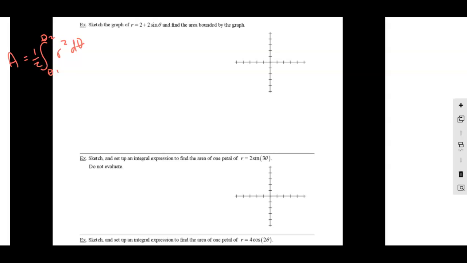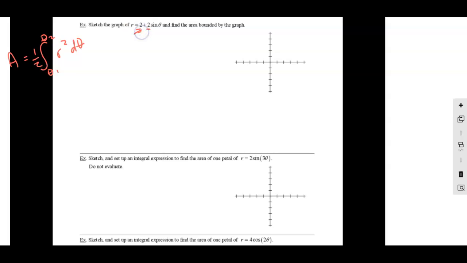Here we go, first one. Sketch the region, sketch the graph of r equals 2 plus 2 sine theta, and then find the area. So you have to know what that graph is going to look like. That's a limacon, but since the a value and the b value match, it's actually a special type of limacon called a cardioid. So let's go for it.